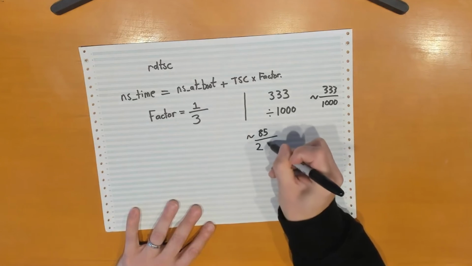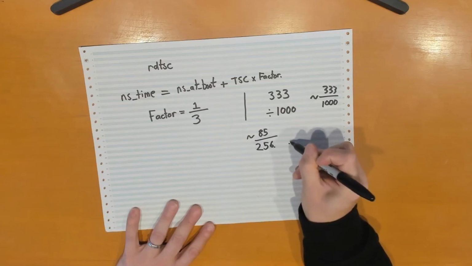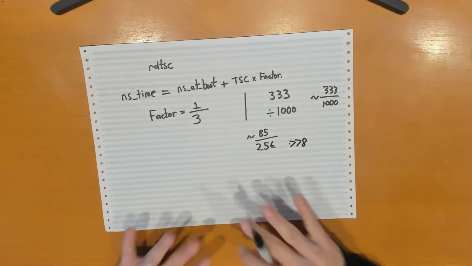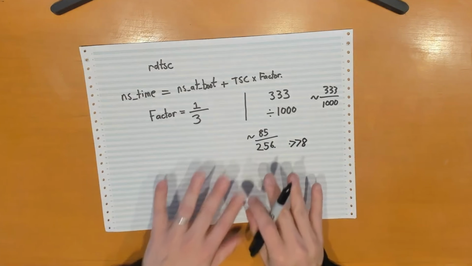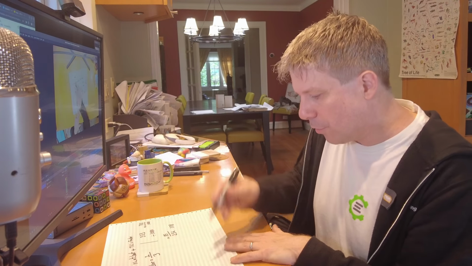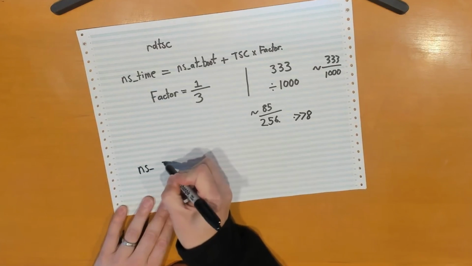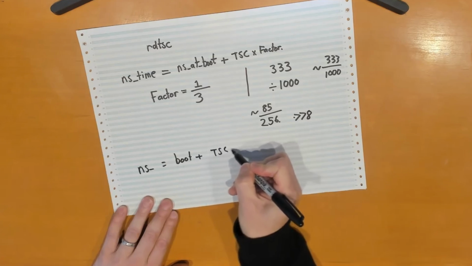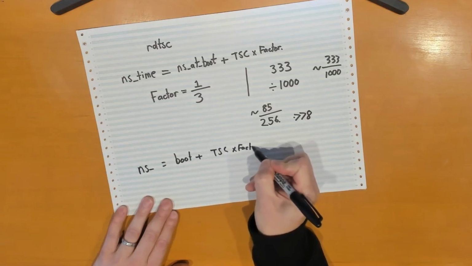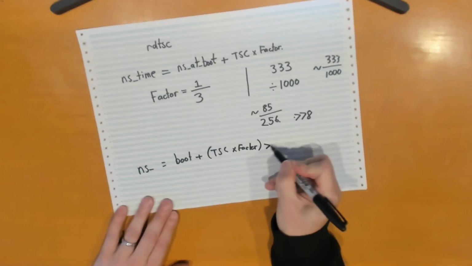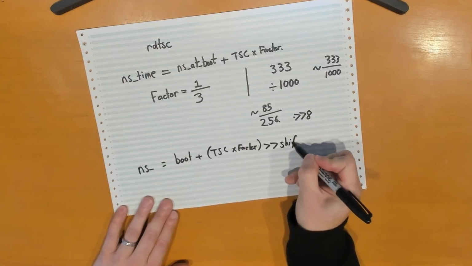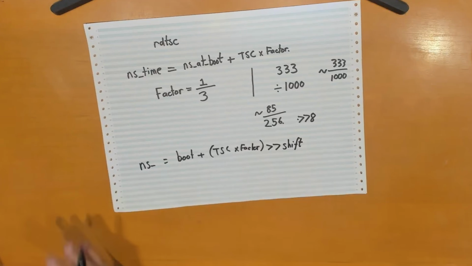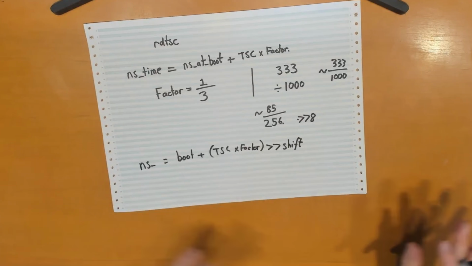Yeah, so you could imagine we could multiply by 85 and then divide by 256, which is to say shift down by 8. Again, a multiply is not the cheapest thing we can do, but it's one of the cheaper integer things that we can do. So what we're actually going to do then is our ns at time is equal to the boot time plus the timestamp count times some factor, and then all of this down by some shift value. That less-than-less-than is like a C term to say shift down some number of digits. That is, throw away the bottom n bits.